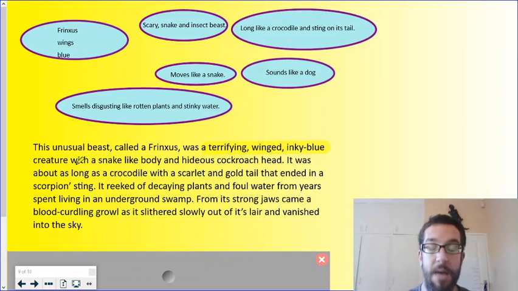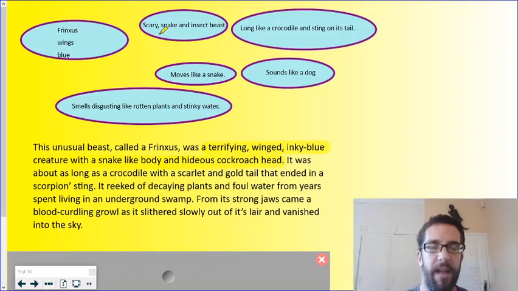Right. But then I haven't just stopped there. To make the sentence even longer, I've expanded by using a conjunction. So it's a terrifying, winged, inky blue creature with a snake-like body. I could have stopped there, but I've used another conjunction to expand it even further. So it's with a snake-like body and hideous cockroach head.